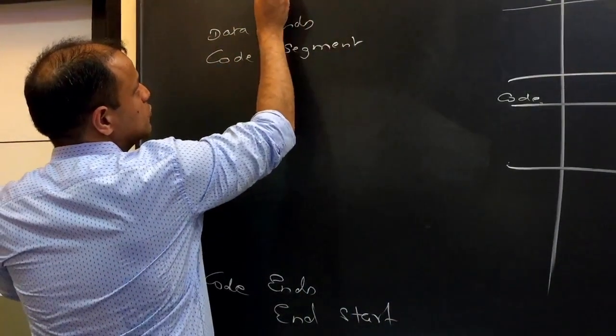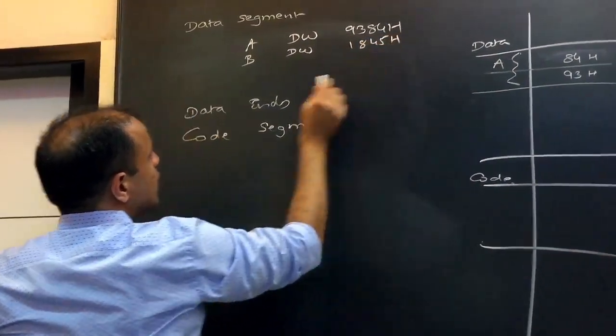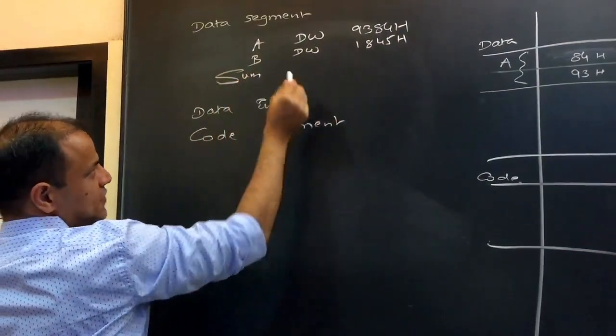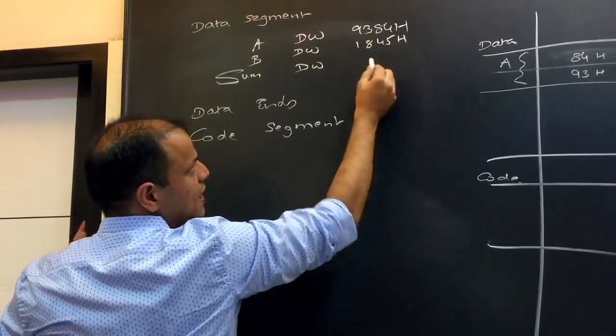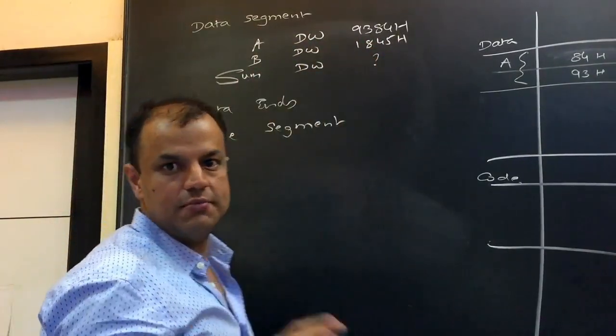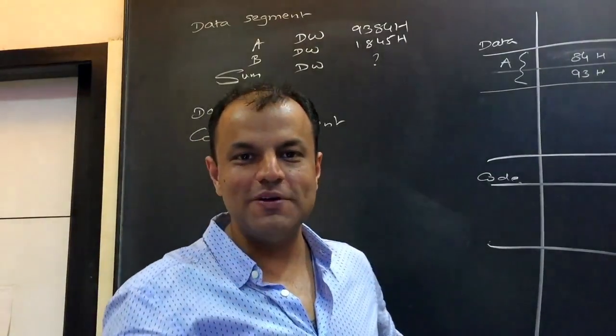So, similarly, let's create more variables. I need to add two numbers. So the second variable will be DW 1845. A third variable to hold the result, that is sum DW. Whatever values you've given will be added. So we will give it a question mark. We are not going to add them and write the result, obviously; our program is going to do that. We're going to keep it as a question mark.